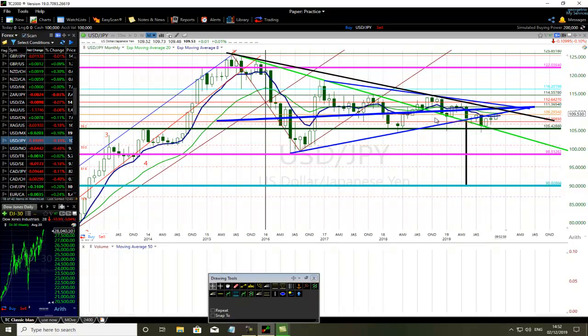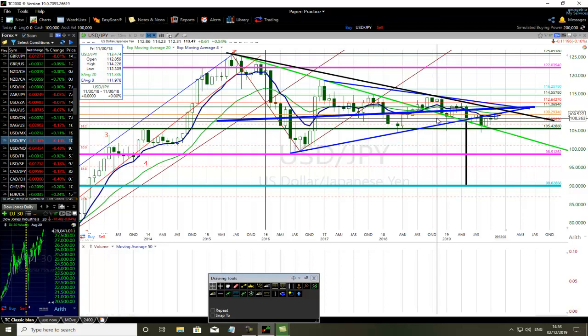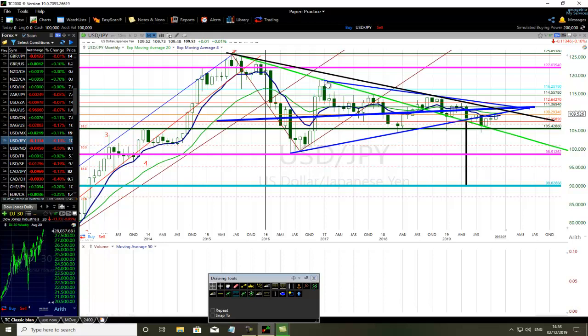The next thing that I want traders to do is to connect the high of January 2017 to the high of November 2018. That will allow you to draw this blue trend line on your chart.